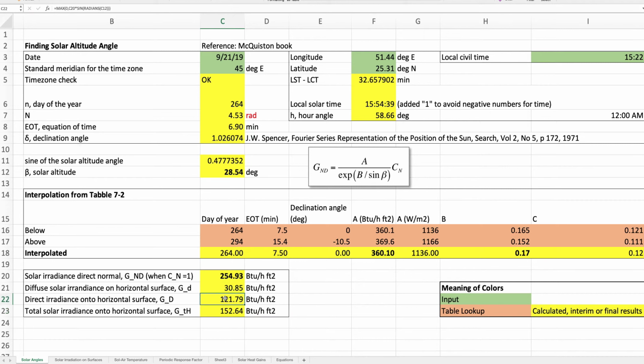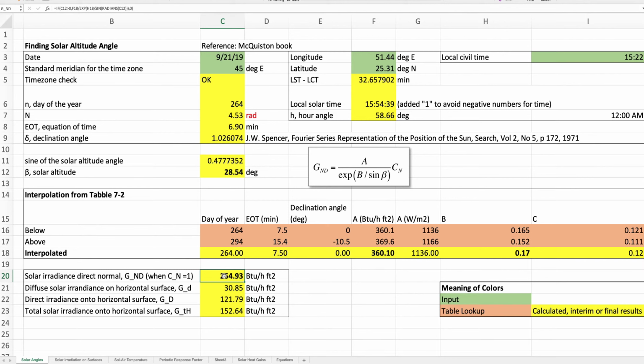The direct irradiance onto a horizontal surface, GD itself, is a function of normal direct solar irradiance at this location. And the diffuse solar irradiance is also a function of the normal direct solar irradiance. So this is a very important thing to calculate, and you can see this is basically the same thing as this equation.